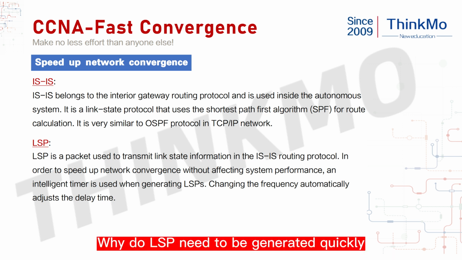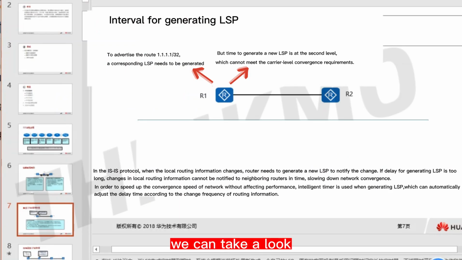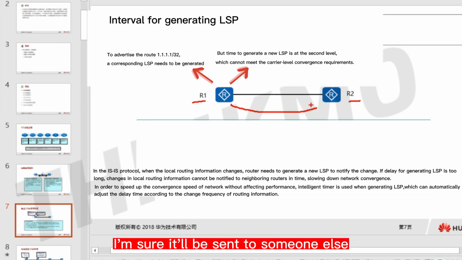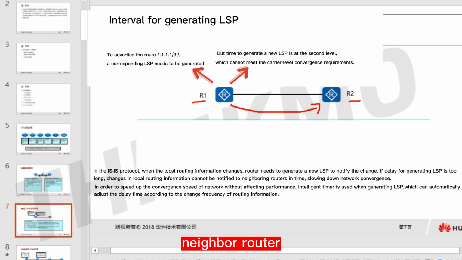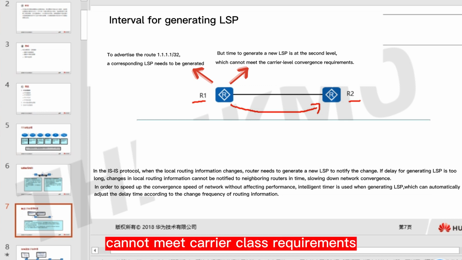Why do LSPs need to be generated quickly? It is related to the convergence rate of the network. We can take a look. There are two routers, router 1 and router 2. Let's say router 1 advertises a route to 1.1.1.1/32, or a route is deleted. In this case, LSPs are generated and then sent to the neighbor router. However, the generation time of the newly generated LSP is in seconds. That cannot meet carrier class requirements.